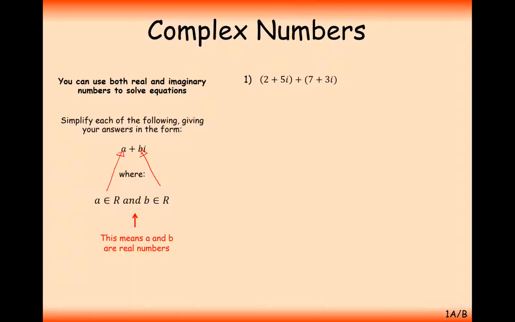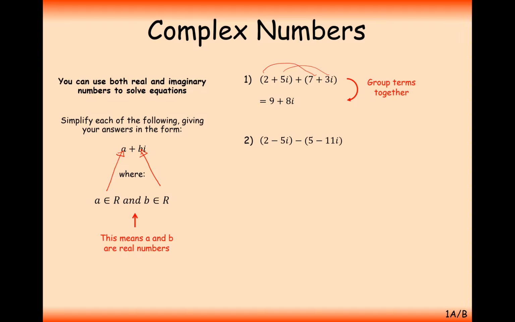Adding together complex numbers works exactly how you would think it would. You add your numbers that are just on their own together, and you add together the imaginary parts together. Effectively, if it was 2 plus 5x plus 7 plus 3x, you would add your x's and add your numbers together. So just as you would naturally think, it'd be 9 plus 8i.